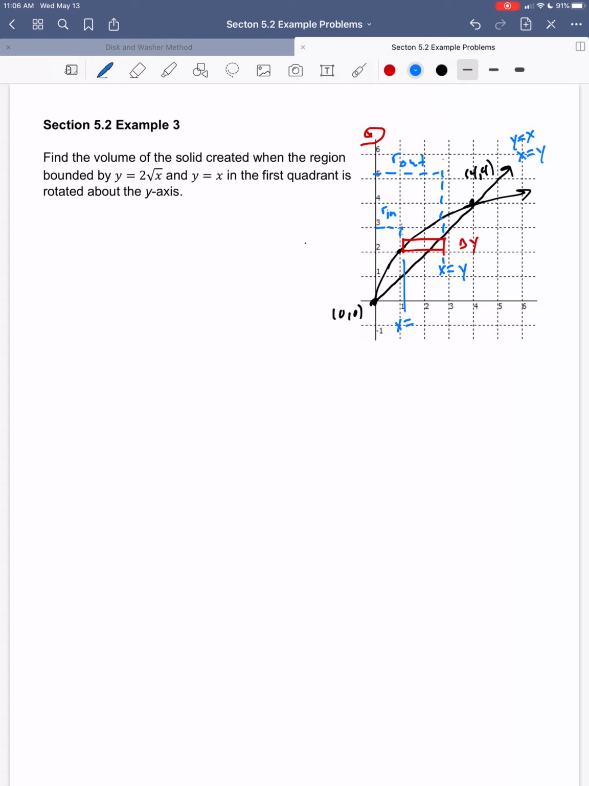This other one, well, we have y equals 2 square root of x. We're going to have to solve this equation for x. So if I square both sides, we would get y squared equals 4. Square root of x times square root of x is x. So I end up getting that x is equal to y squared over 4.